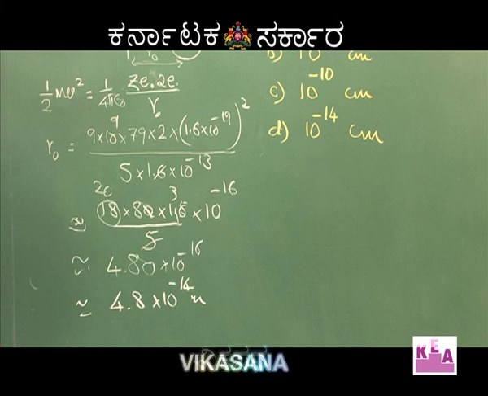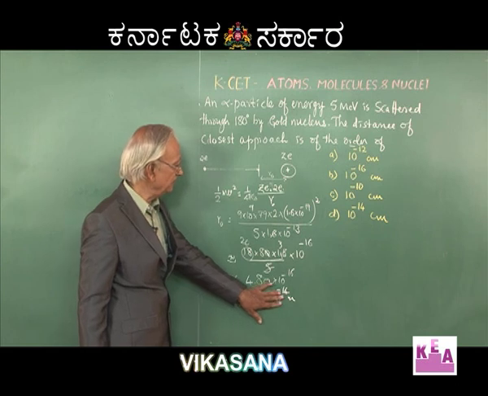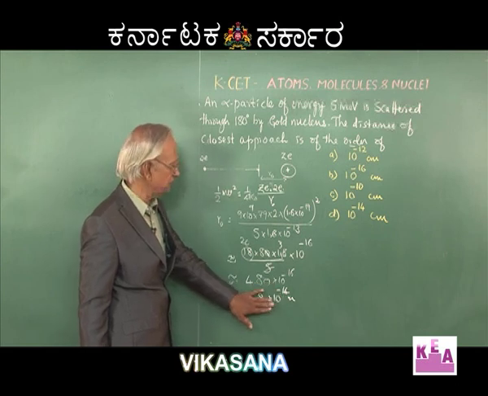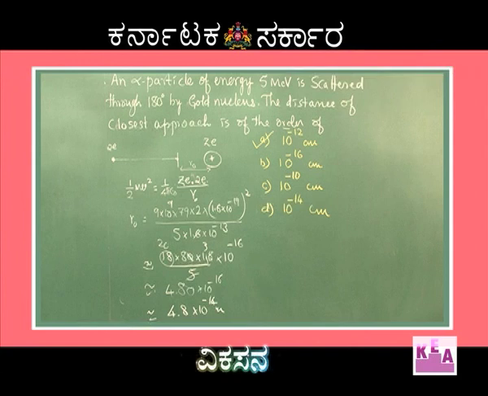Don't worry about this number. 10 to the power of minus 14 meter is nothing but 10 to the power of minus 12 centimeter. So, the correct option is here A, which is 10 to the power of minus 12.